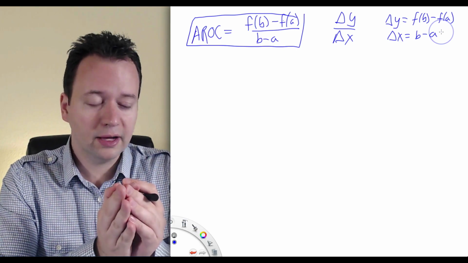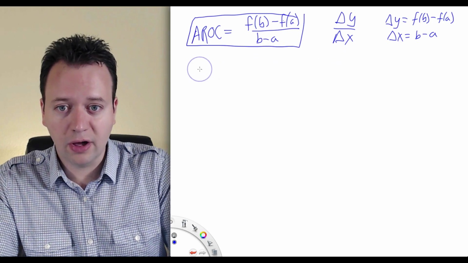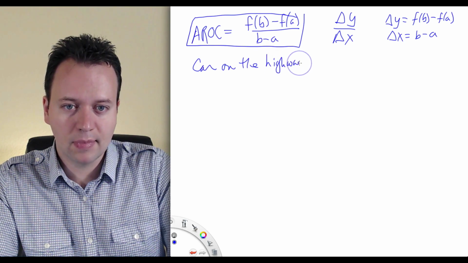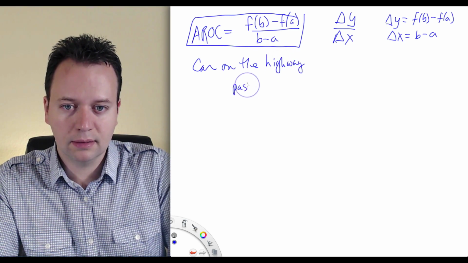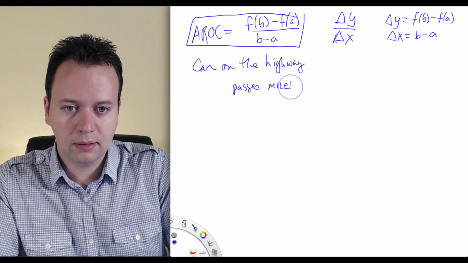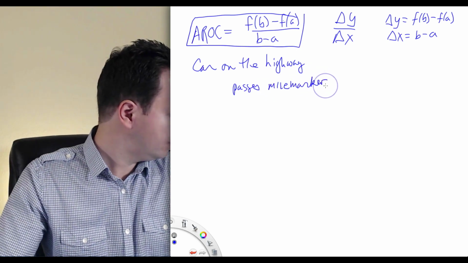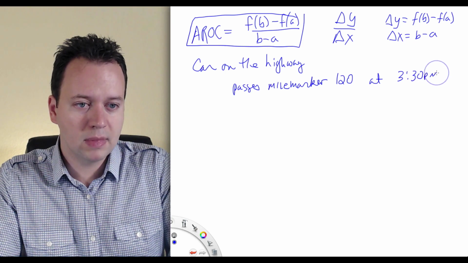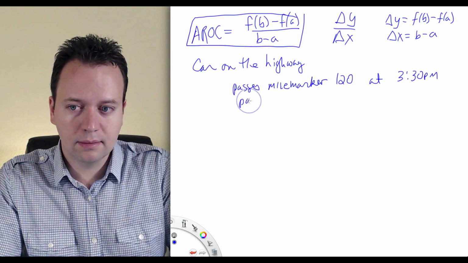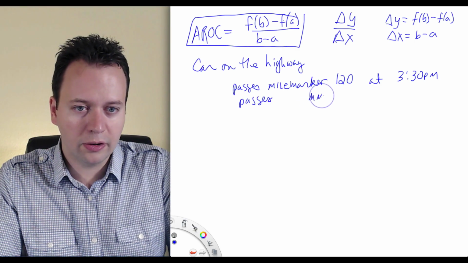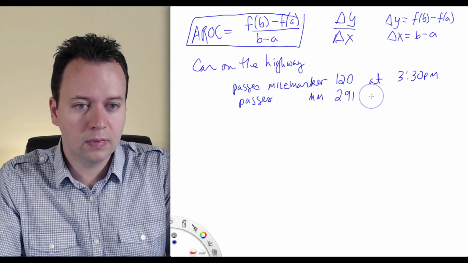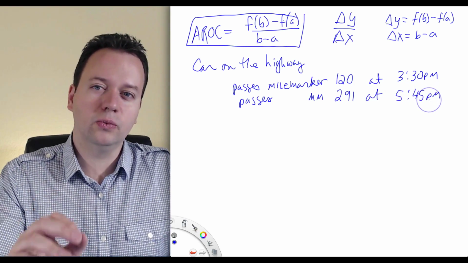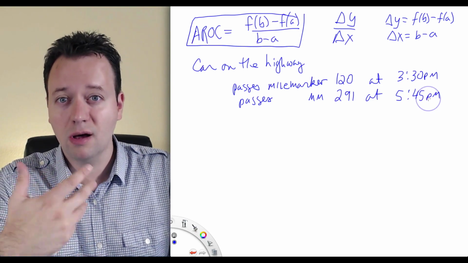So in this lecture we have an example. Our example, we have a car and it's driving on the highway and it passes mile marker 120 at 3:30 p.m. and then it passes mile marker 291 at 5:45 p.m. So the question now is, what is the car's average rate of change of its distance?